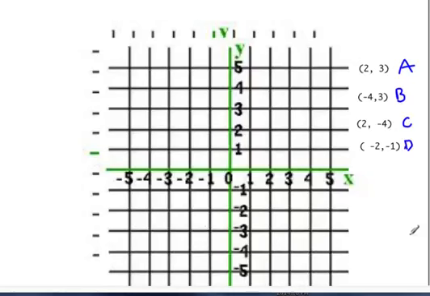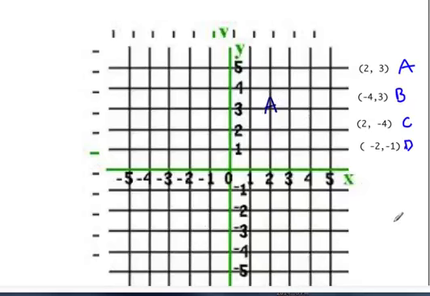So if we need to plot the coordinate grid point 2, 3, I'm going to go to 2 first, so start here at 0 and go over to 2. I need to go up 3. So my plot point would be right here. That's where letter A would go. So here is letter A at 2, 3.